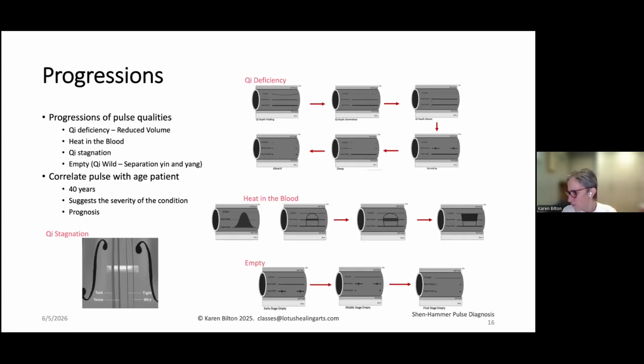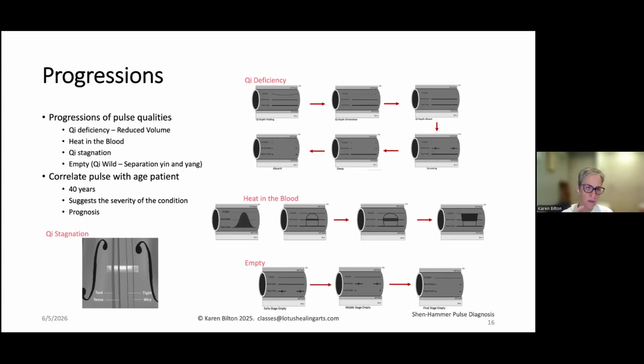Now, a really useful tool of this pulse system is you can track the progression of physiological processes through pulse qualities. So we've got our chi deficiency, our reduced volume qualities that go from chi deficiency all the way to extreme yang deficiency. We've got our heat in the blood, we've got our chi stagnation. I'll talk briefly about the empty.